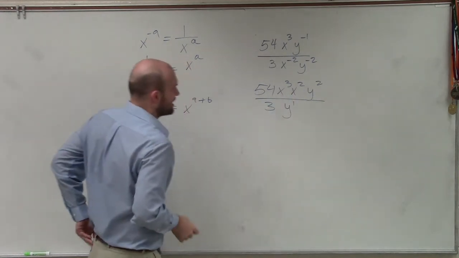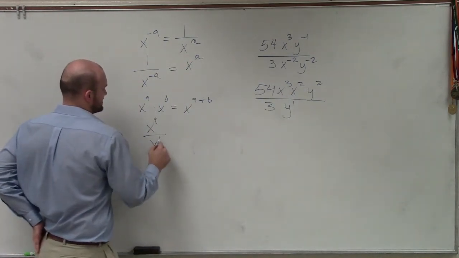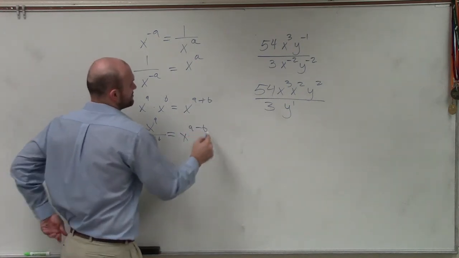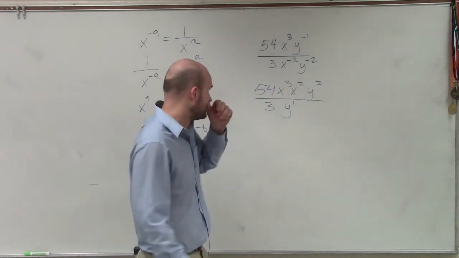And then also, I can do this in the same breath. If I have x to the a divided by x to the b, it doesn't matter if it's x's or y's, I now subtract my terms. So therefore, you can see here, I'm dividing my y's, so I'm going to have to divide them out.